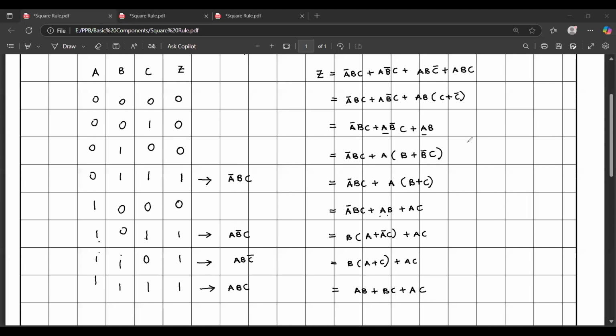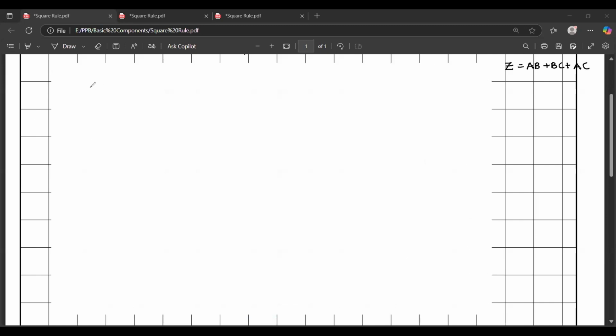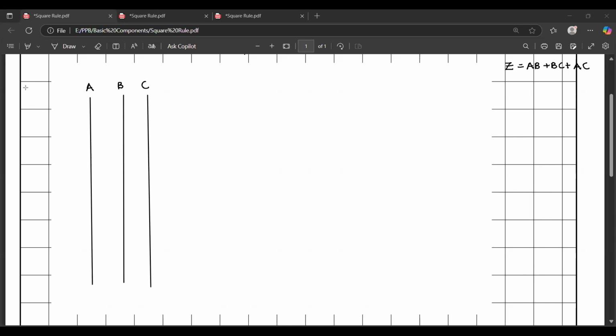Okay, now we can draw the circuit diagram. So the output is given as Z equals AB plus BC plus AC. So let me draw a whiteboard first. So first of all, we need the signal lines A, B, and then C. Okay, let me draw the signal lines first. This is the signal line B, this is the signal line C, and finally this is the signal line A.